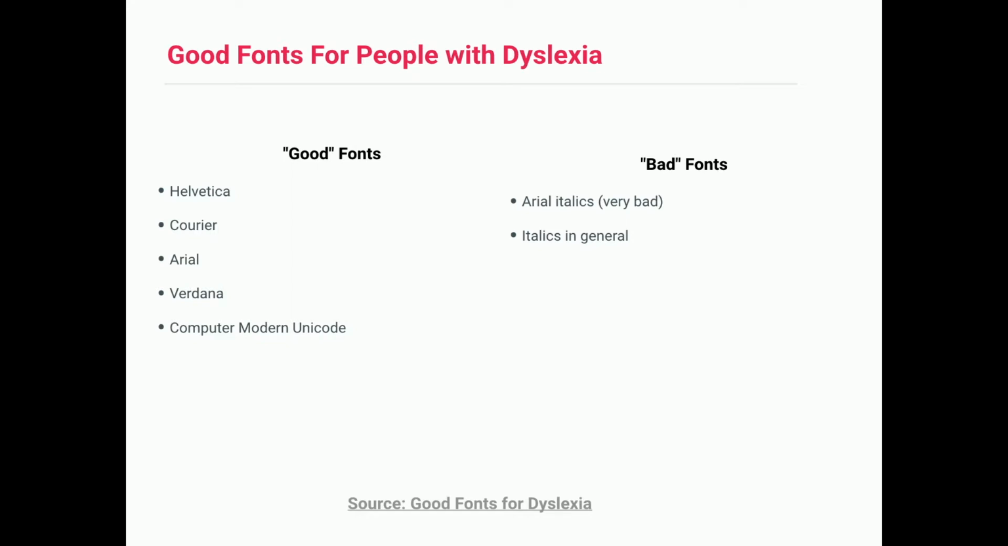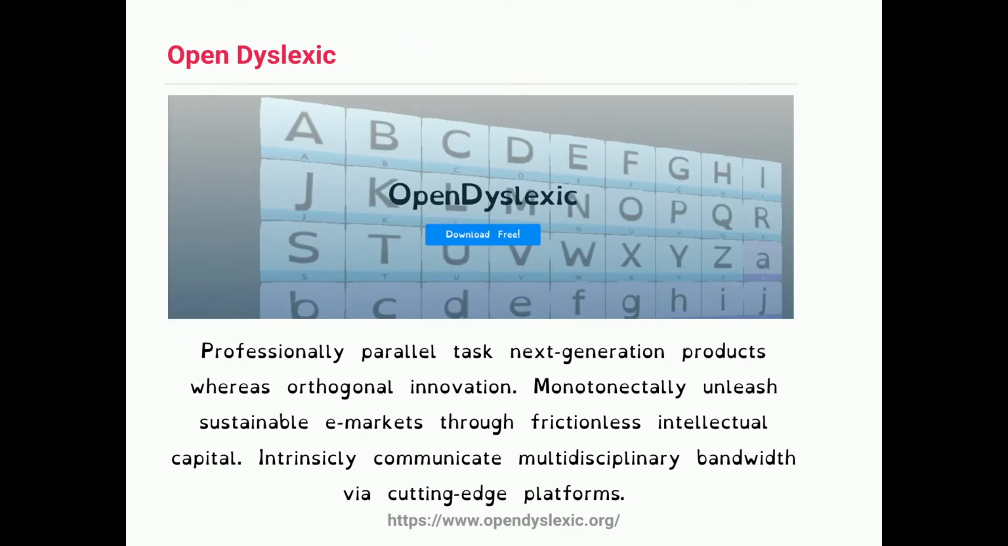I don't know about you, but the last time I looked at Computer Modern Unicode, it's not exactly eye-popping. But there's a pretty cool font called Open Dyslexic, and it's totally free. There's a link to it. Of course, I'll put all these slides up so you can get it. And so you can kind of see how the letters look very different. The L's are very different than the I's.